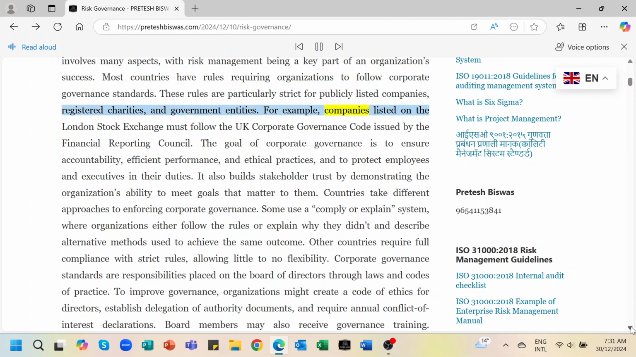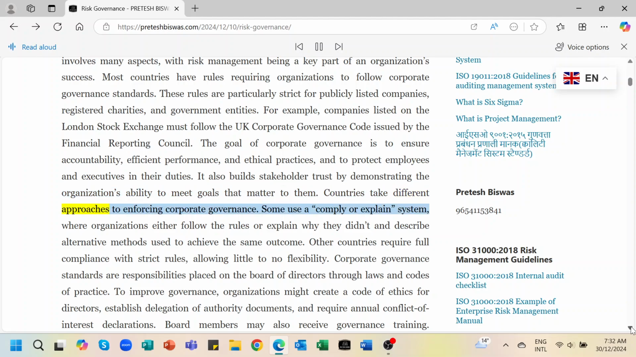For example, companies listed on the London Stock Exchange must follow the UK Corporate Governance Code issued by the Financial Reporting Council. The goal of corporate governance is to ensure accountability, efficient performance, and ethical practices, and to protect employees and executives in their duties. It also builds stakeholder trust by demonstrating the organization's ability to meet goals that matter to them.